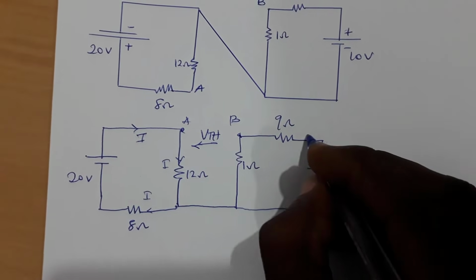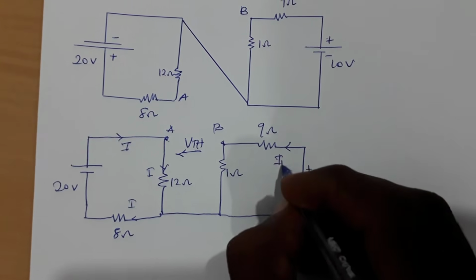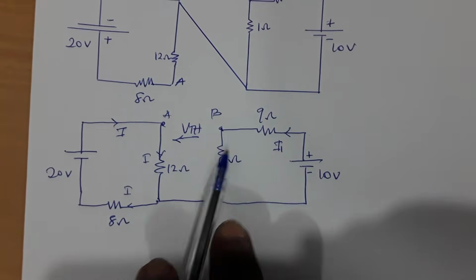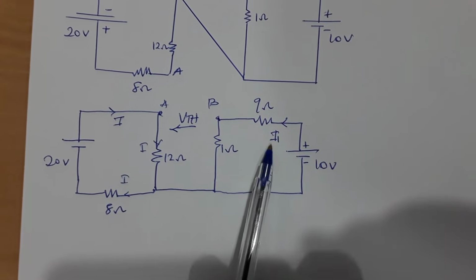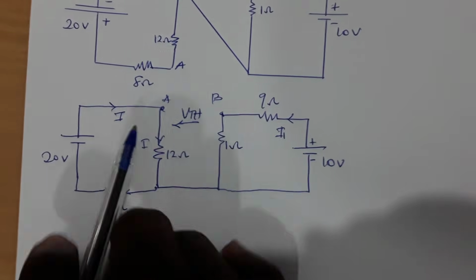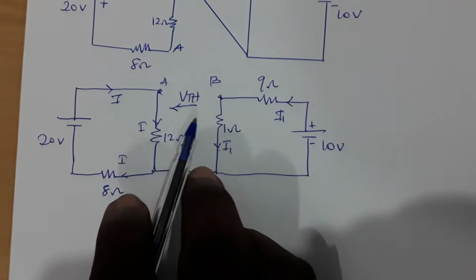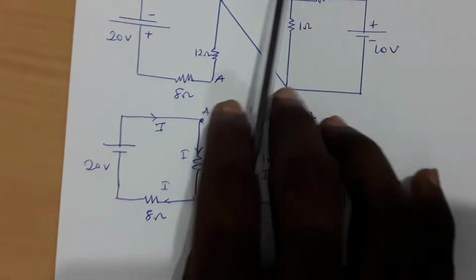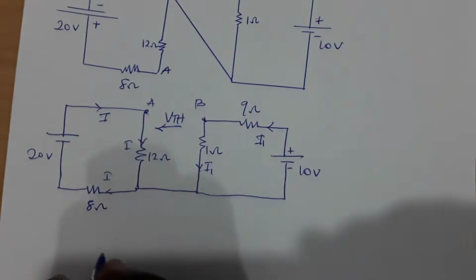Similarly, if this voltage source produces, let's say, current I1, it will flow through that 9 ohm and that 1 ohm as well. So we can write an equation for this loop and write an equation for this loop, and after that we will write an equation involving VTH and find the value of the VTH, because we are just trying to find the equivalent circuit across the terminal A and B, right?